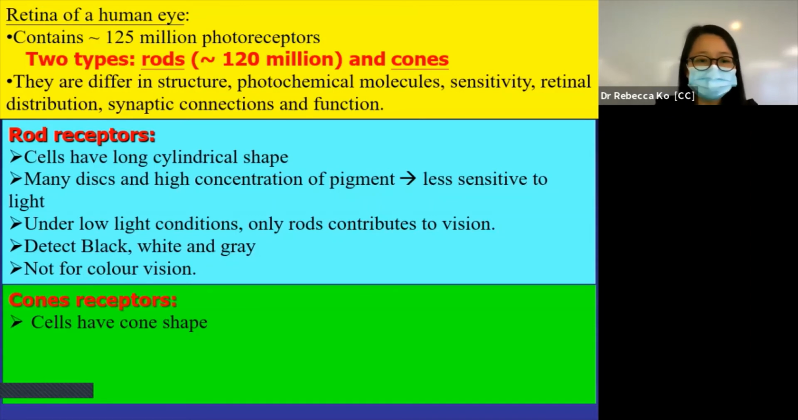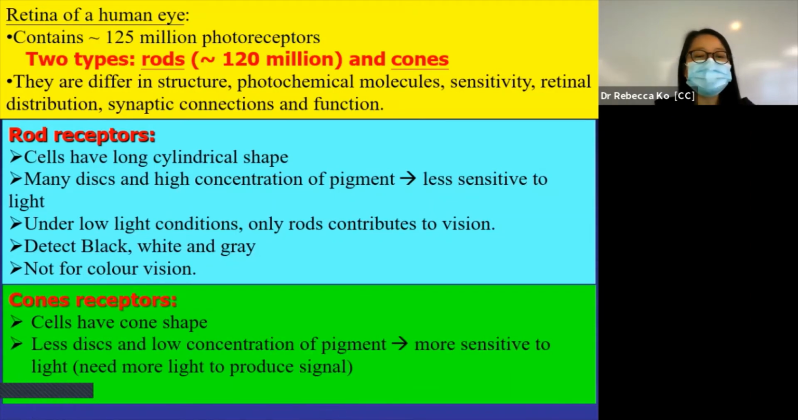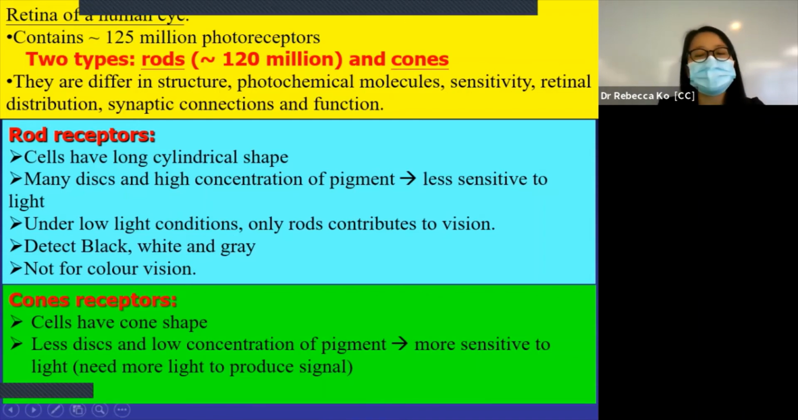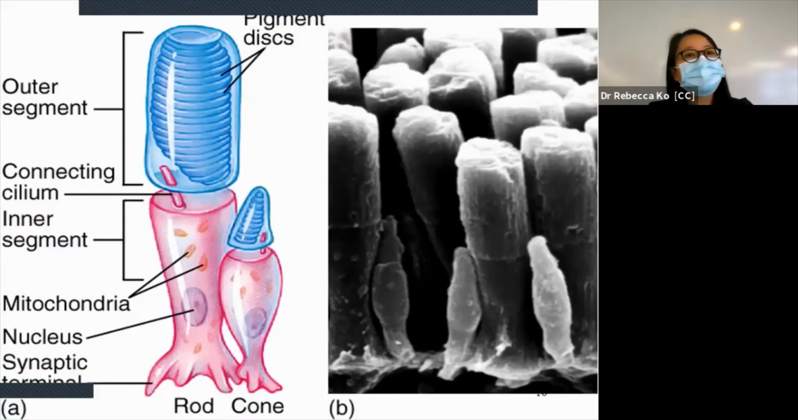For the cone receptor, its shape is different. It has the cone shape and with less distance, so the concentration of the pigments is a bit lower. It's less sensitive to light. That means we need to absorb more light to produce the nerve impulse, the signal. And it's for color vision. With this information, now let's see the diagram of the rods and cones.